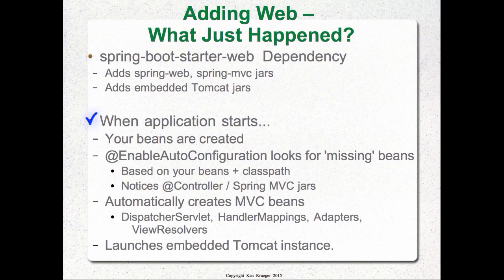Now, when the application actually started, the Spring application context starts the same as it always does. Your beans are created, and then the enable auto configuration kicks in. The enable auto configuration actually tries to determine if there's any missing beans. Now, it does this based on the beans that you have defined in your application configuration, which I only had one controller. That was the only thing that I really defined. And also any classes that you happen to have on the class path. Now, in our case, the enable auto configuration notices that we have Spring MVC jars on the class path. So it derives from that we want to have a web application. After all, why else would the jars be there?